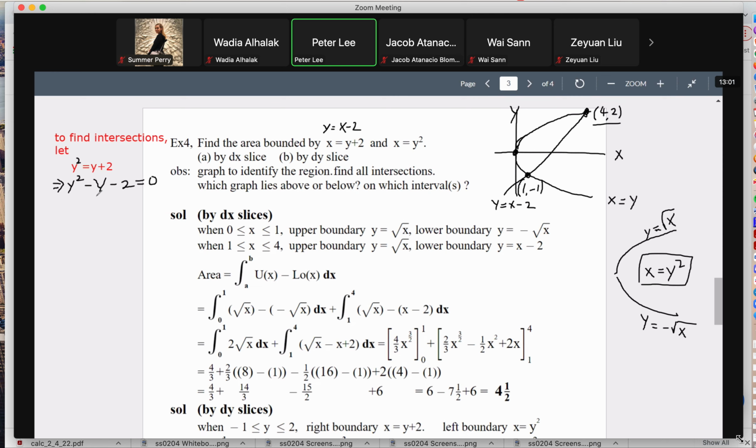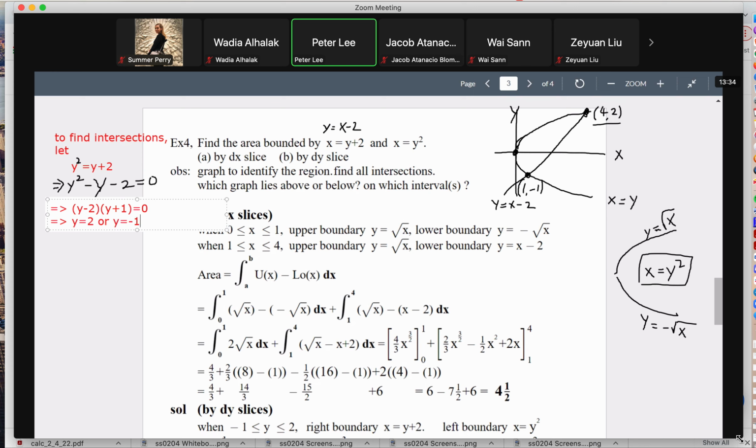Then we can factor that out. Yes, we can factor that. And if you factor those, what do you get? We get y minus 2 times y plus 1 equals 0. Is that right? Yes, that fits. So y minus 2 times y plus 1 equals 0. That implies that y must equal 2 or y equals negative 1.